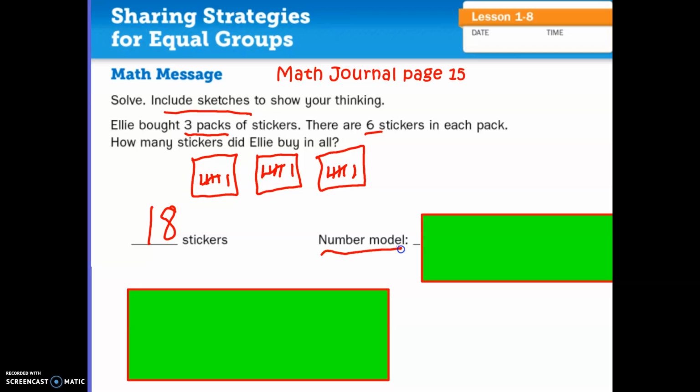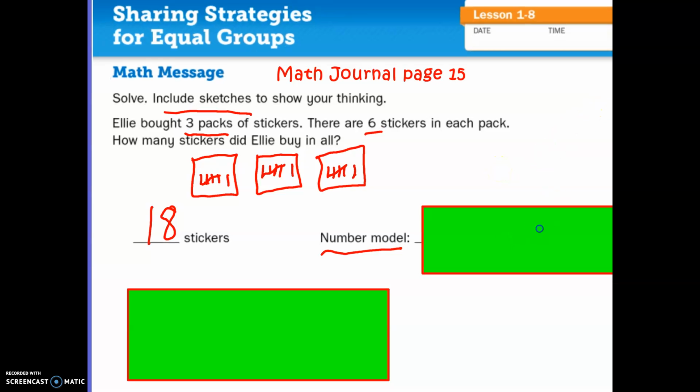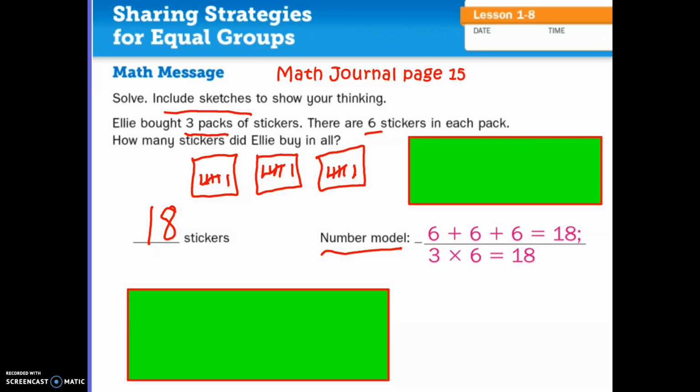Now here we have the words number model. When we are doing math problems, we need to represent our work with a number model. Okay? So there's 2 different number models we can use here. We can say this, what our picture represents, 6 plus 6 plus 6 because there are 6 stickers in each one. That equals 18. Or I can write it as a multiplication problem because I have 3 packs and they each have 6. So 3 times 6, that really means it's 3 groups of 6. That's exactly what I have.